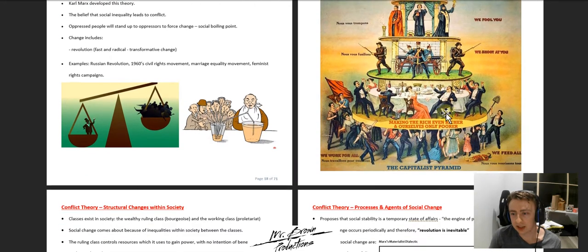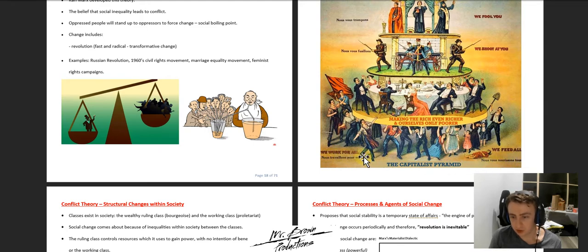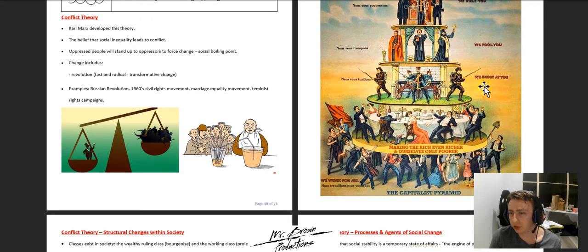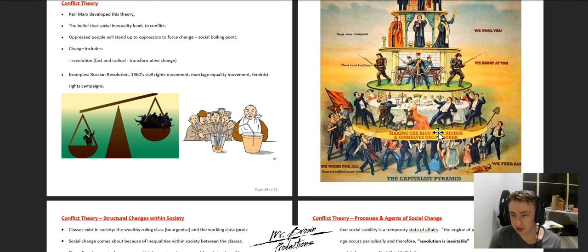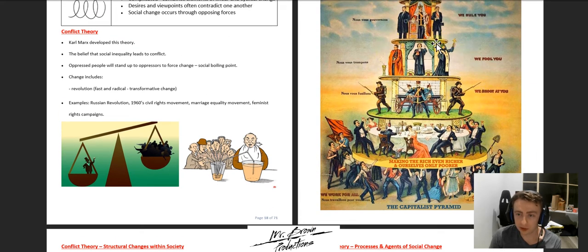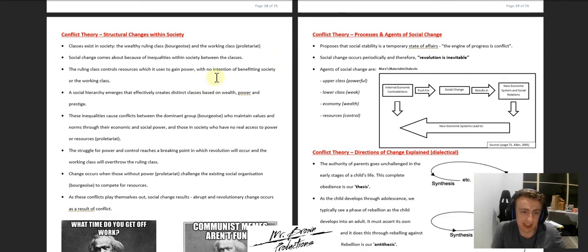So you can see on the side here this idea that we work for you, we feed you, and you shoot at us, you fool us, and you rule us. So we're making the rich even richer and ourselves only poorer. So you can see this kind of tension here is all about the lower class doing all the hard work and getting none of the reward, while the top and upper class feeds off all the power, and then this will eventually lead to conflict where a change will happen, which will change the structure of this sort of society. And this is how it happens.